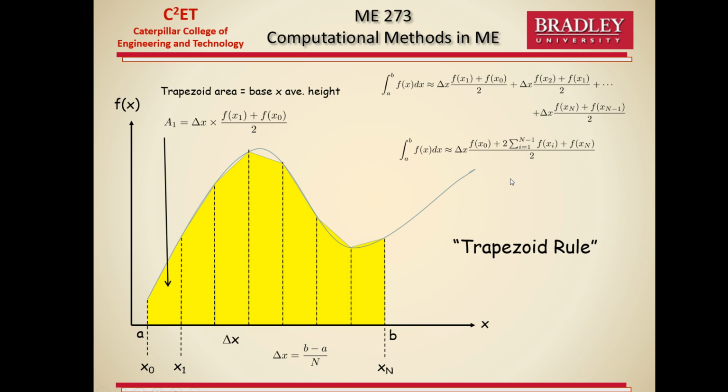This, of course, is called the trapezoid rule. And you will find in the next guided activity that this is actually more accurate for a given number of shapes than the Riemann sum approach.